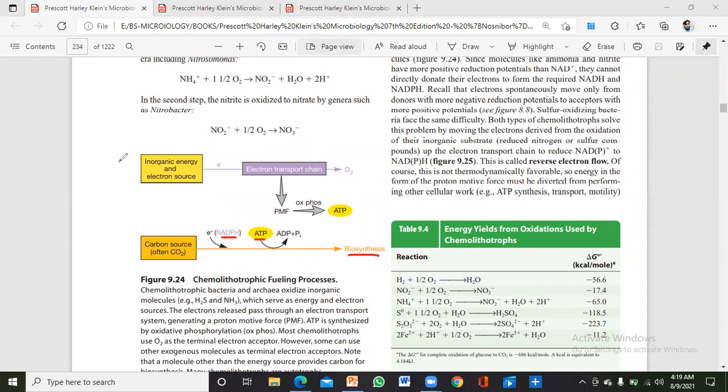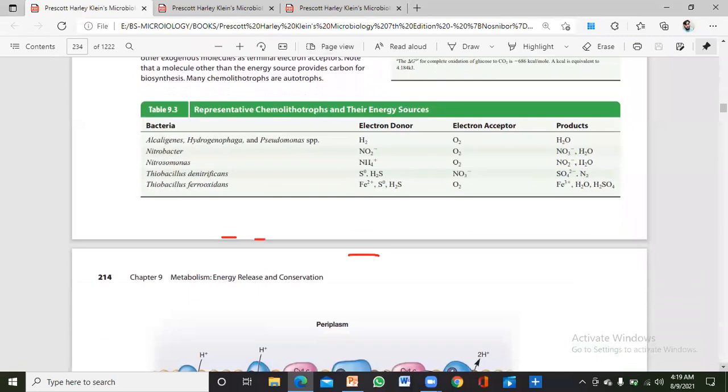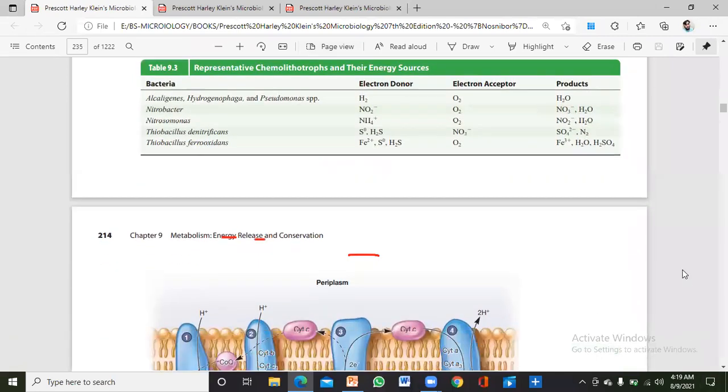Okay, so as I have told you, as the name indicates, the energy source is also the inorganic molecules, and the electron source are also the inorganic molecules. Just look here, the electron donors, as I have mentioned. The electron donors are the inorganic molecules, and these are the electron donors.